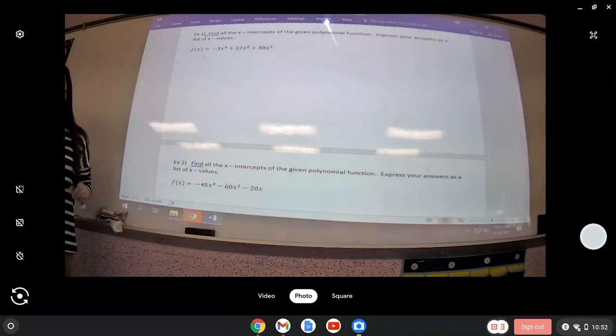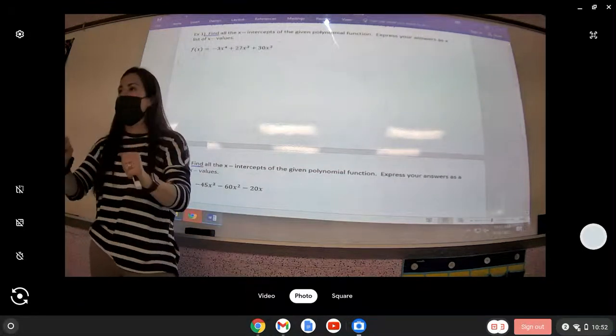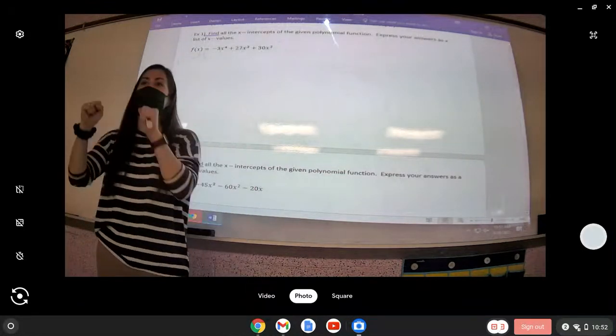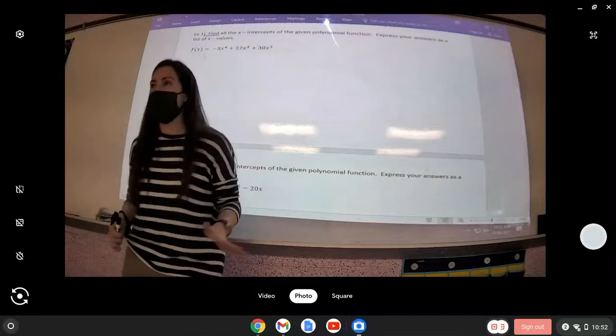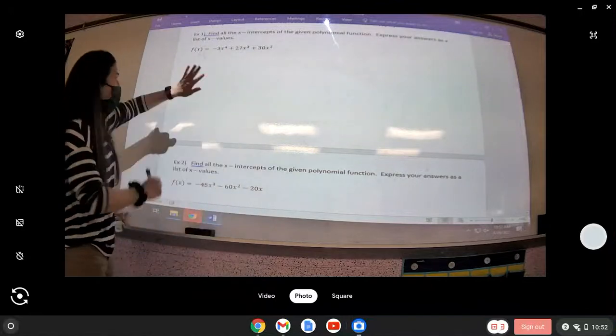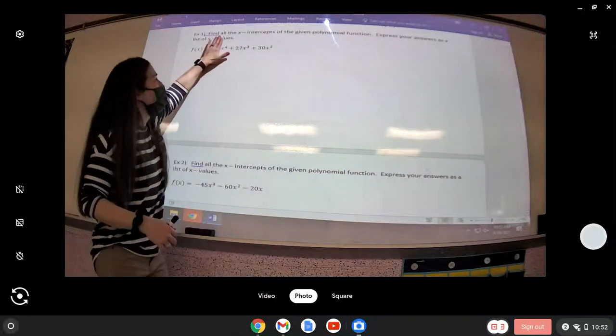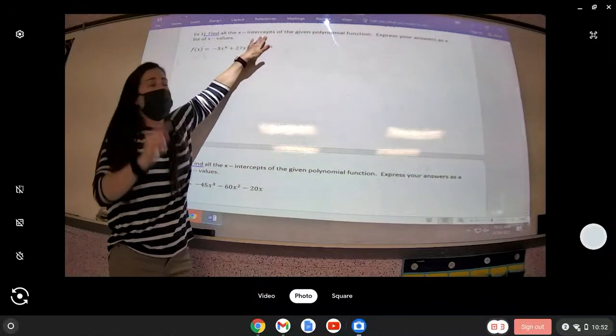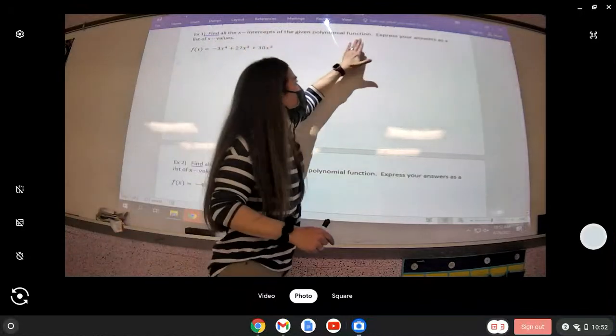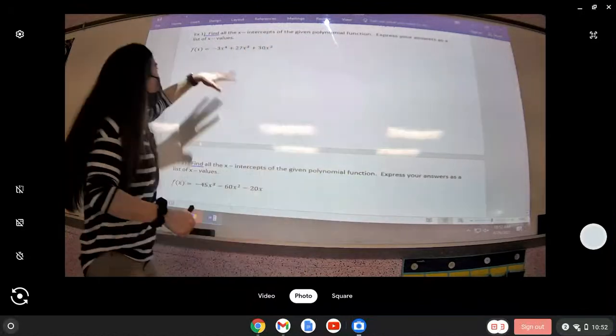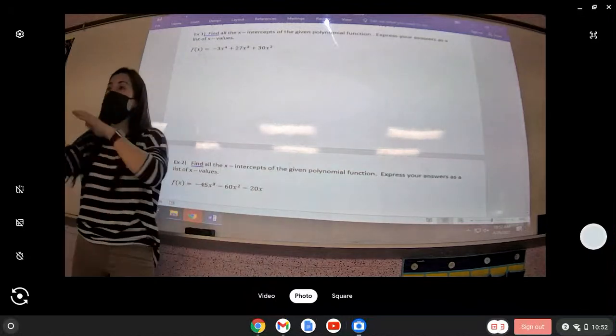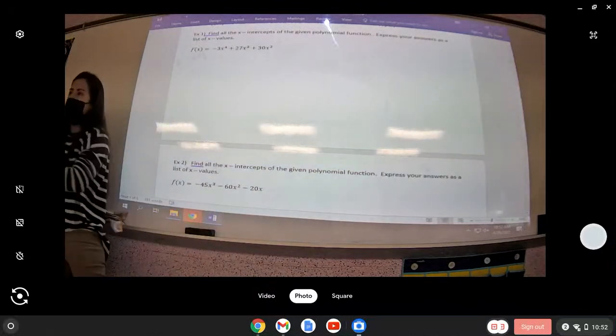All right, so I worded the directions exactly how Delta Math is going to word your directions, so nothing will be surprising. The directions say, find all the x-intercepts, that's important, of the given polynomial function. Express your answer as a list of x values. So at the end of this problem, we're just going to list our x-intercepts.